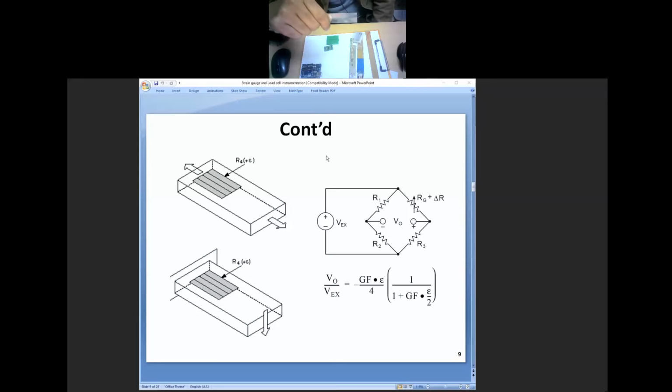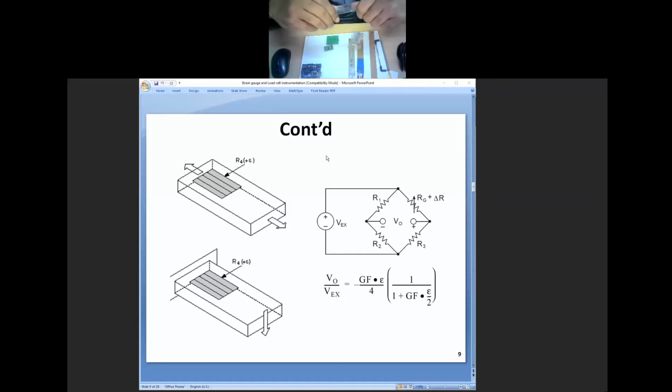It cannot work for the side. If I pull it from the sides like this, it will sense something, but that will be junk data. It is not designed for this purpose. It is only designed for sensing along the length of the gauge.